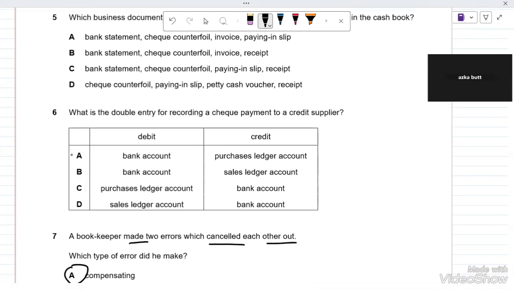Now let's see question number 6. What is the double entry for recording a cheque payment to a credit supplier? Bank will be credit and the supplier will be debit. Let's see. Bank will be debit in A and B option. Sorry, it is not debit, I'm mistaken. You have paid the amount, so bank will be credited. And since he is your supplier, it should be recorded in the purchase ledger control account. So your purchase ledger control account will be debited. So C option is the right option.